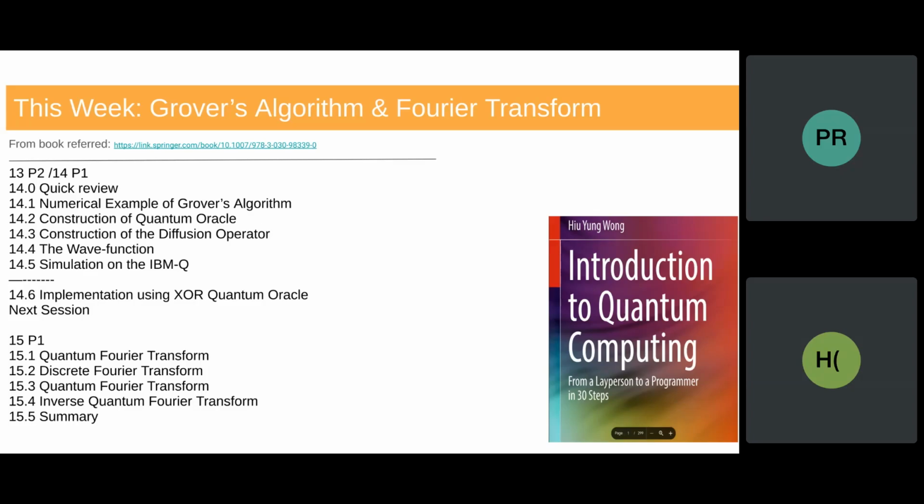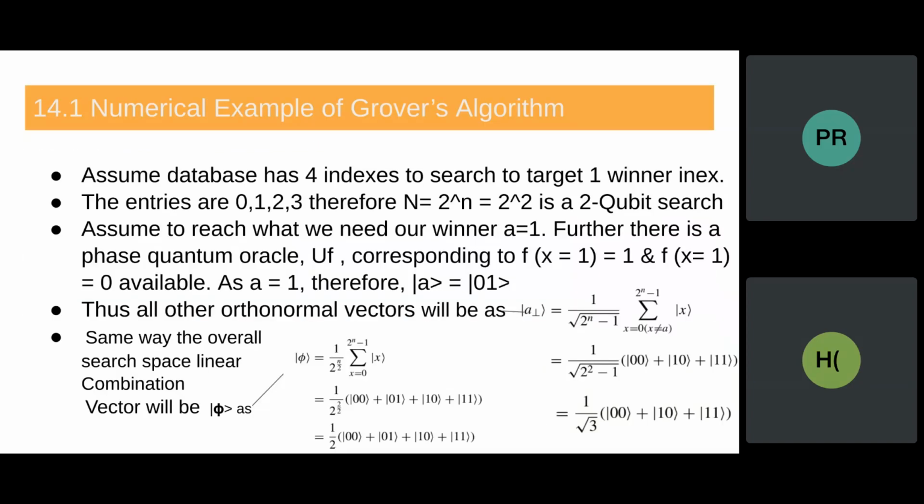We'll just go with the Grover's algorithm portion today, because the next session is recorded separately, which was on September 11. So this is session 13-14, and 15 will be in the next one. We only focus on the 13-14 here. And so we have seen Grover's review.